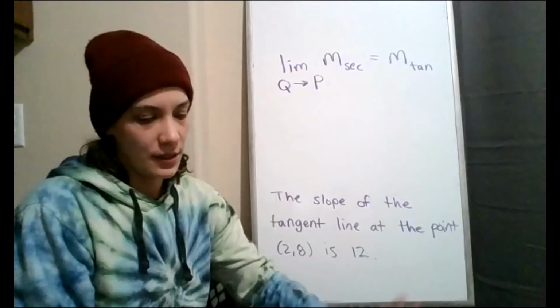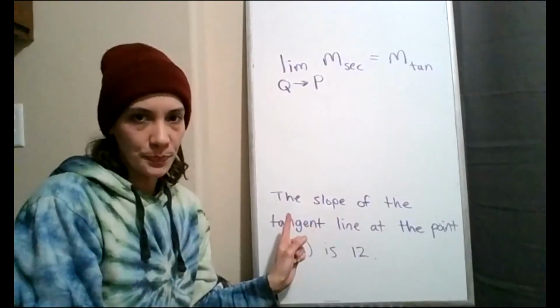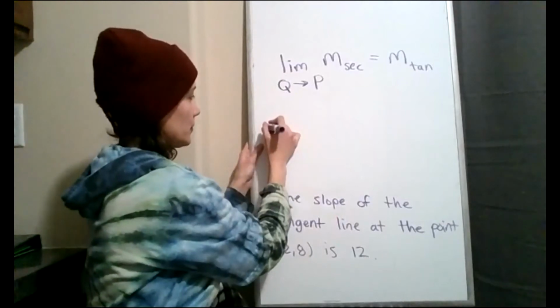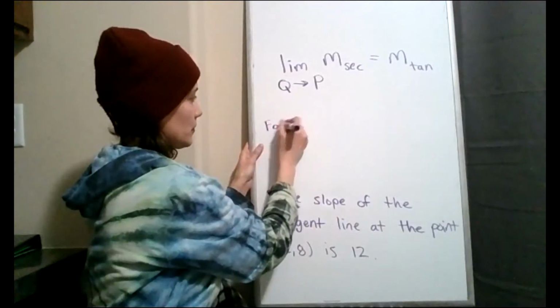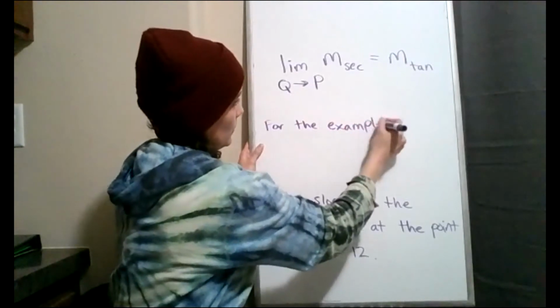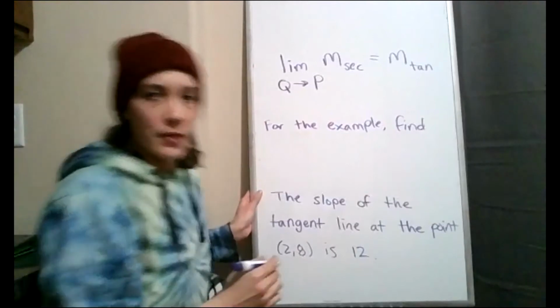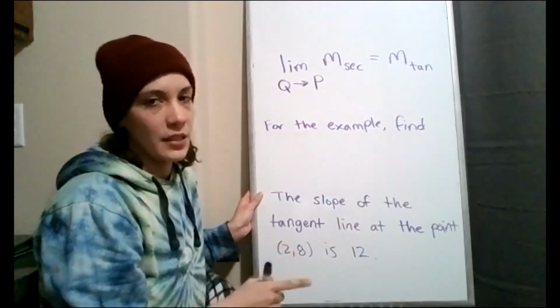Let's go back to our problem. So back to this example. Now that you've got the slope, find the equation of the tangent line.